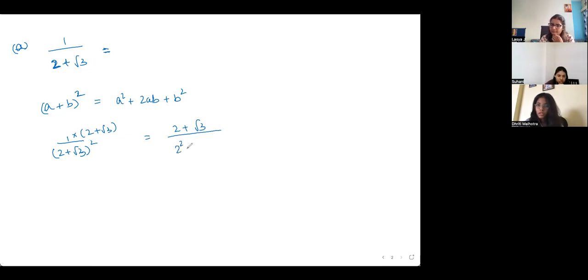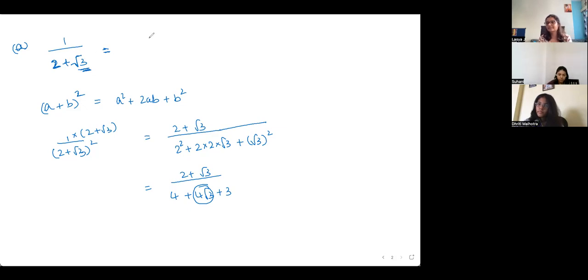2 square plus 2 into 2 root 3 plus root 3 square. Yeah. So what do you get in the denominator? 4 plus 4 root 3 plus 3. We still couldn't get rid of the root 3 here, right? So what should we multiply the denominator so that we can square the root 3 alone, like without multiplying both of these?